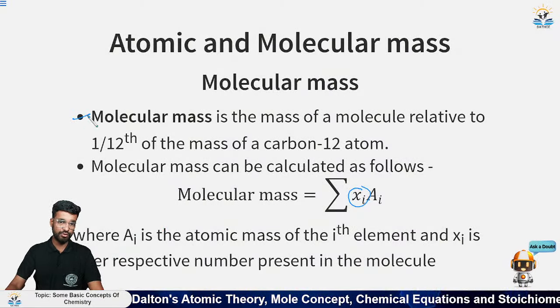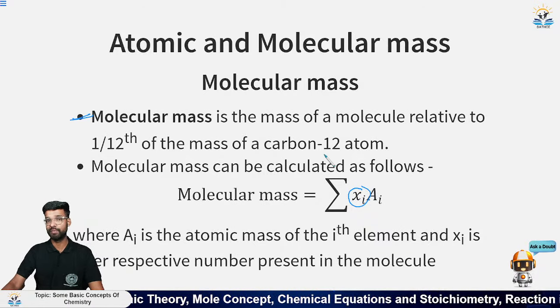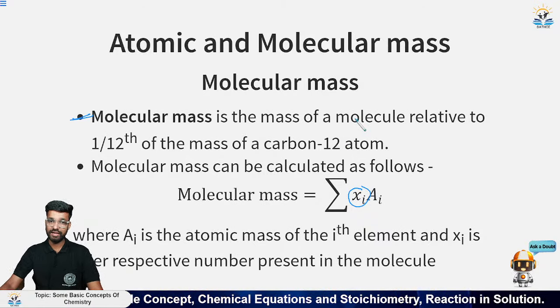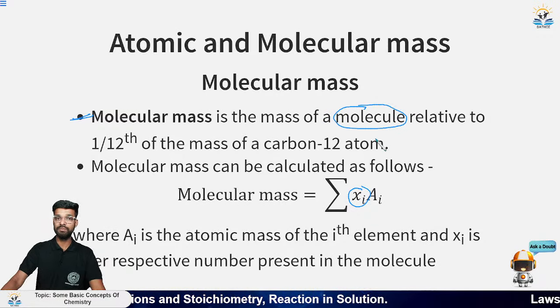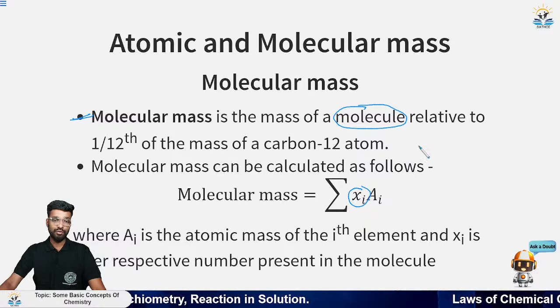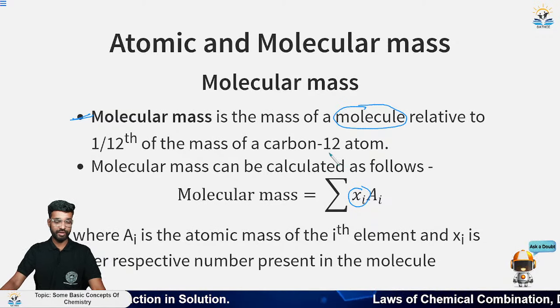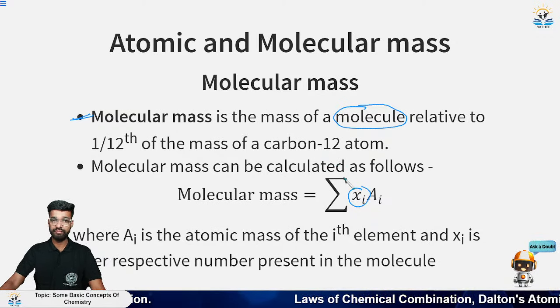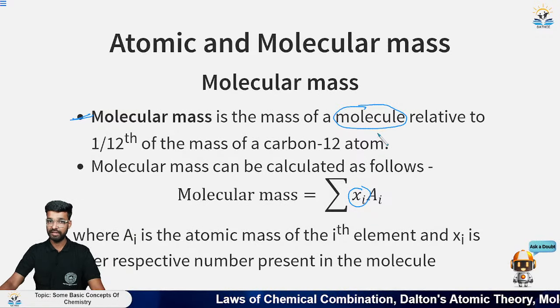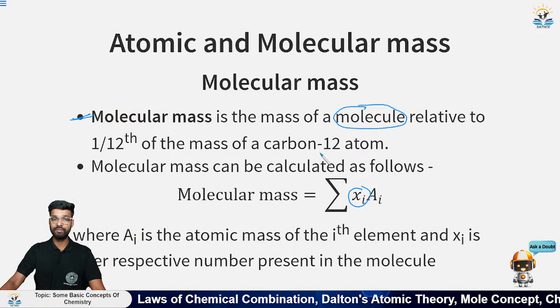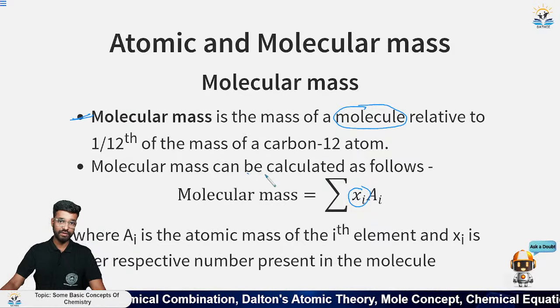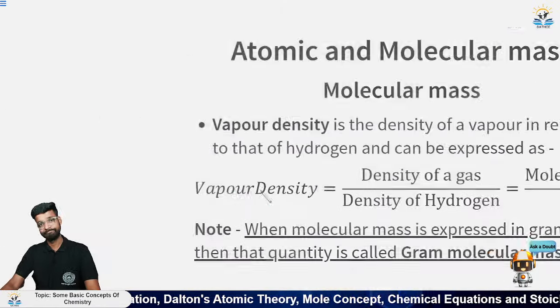Now, if we go to the definition part, it is the same as the atomic mass. The only difference here is that we take a molecule instead of an atom. We are calculating the mass of a molecule relative to 1/12 of the mass of a carbon-12 atom, whereas in the case of atomic mass, we were calculating the mass of an atom relative to 1/12 of the mass of a carbon-12 atom. Okay, so this was the point.